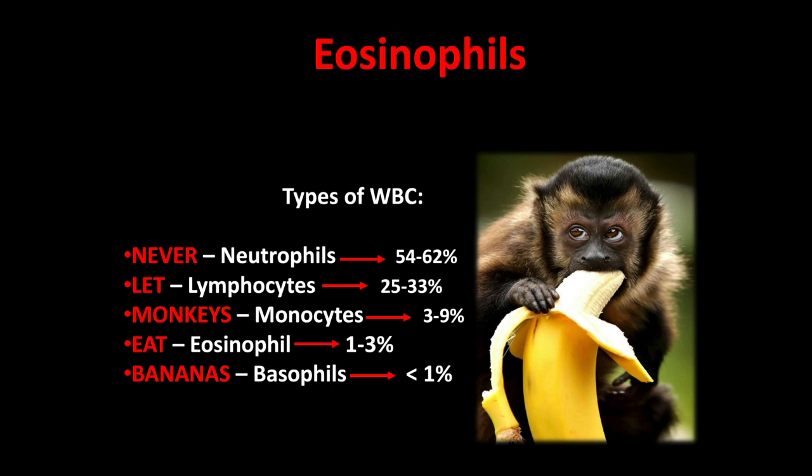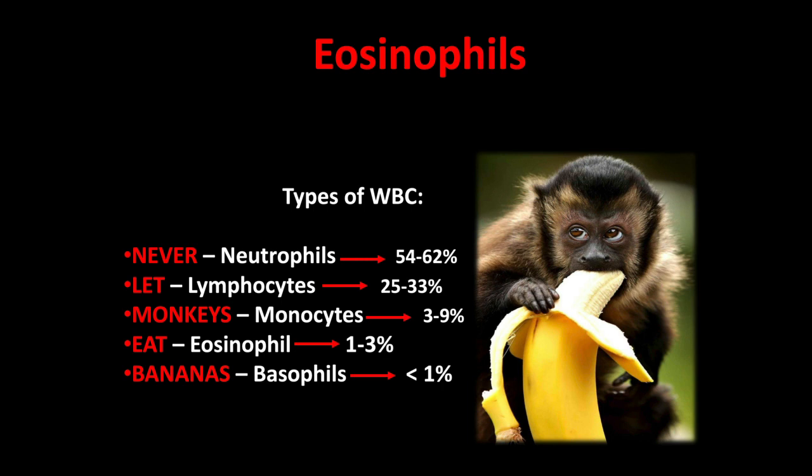And so let's review really where those eosinophils come from. They come from our white blood cells, right? And so we see on the screen this mnemonic I'd love to teach off of, and this is how I remember white blood cell counts. Never let monkeys eat bananas, and that stands for neutrophils, lymphocytes, monocytes, eosinophils, and basophils.